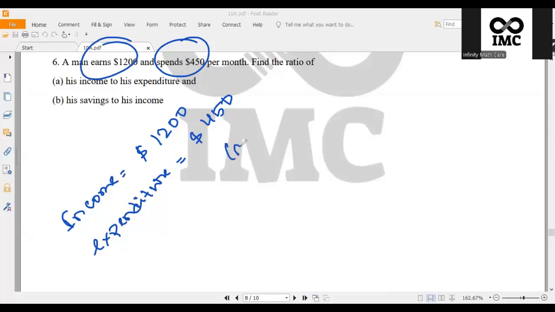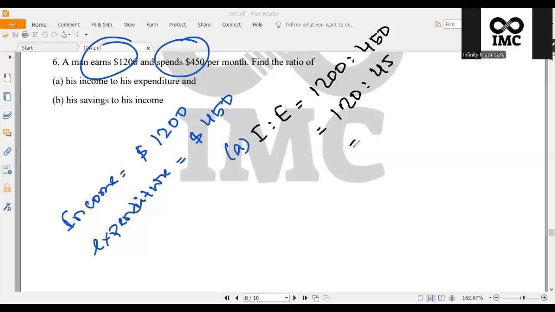Now the question says his income to his expenditure. So income is to expenditure. Income is $1,200. Expenditure is $450. Now convert into lowest term, because ratio always will be expressed in its lowest term or simplest form. 1200 and 450 both can be divisible by 10. So it will be 120 is to 45. Divide both by 5. Then it will be 5 2s are 10. We have 24, 5 4s are 20. And 5 9s are 45.